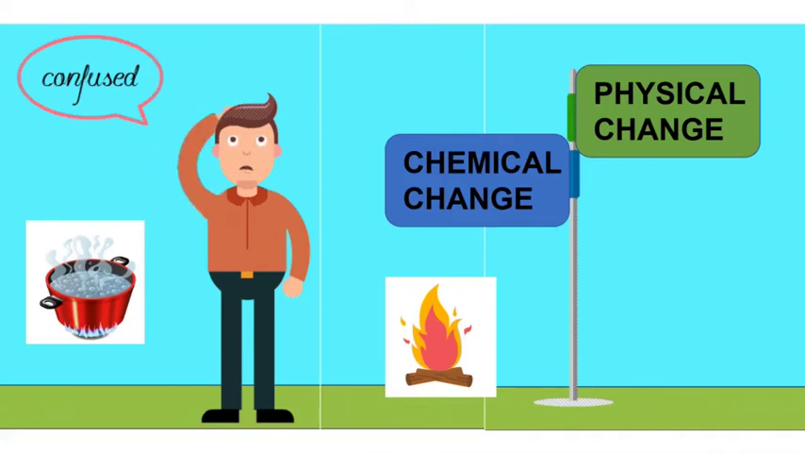In chemistry, reactions are most important. And what are reactions? Reactions are when reactants change into products. But this change can be either physical or chemical. Are you confused about the difference between the chemical changes and the physical changes and how to tell them apart?